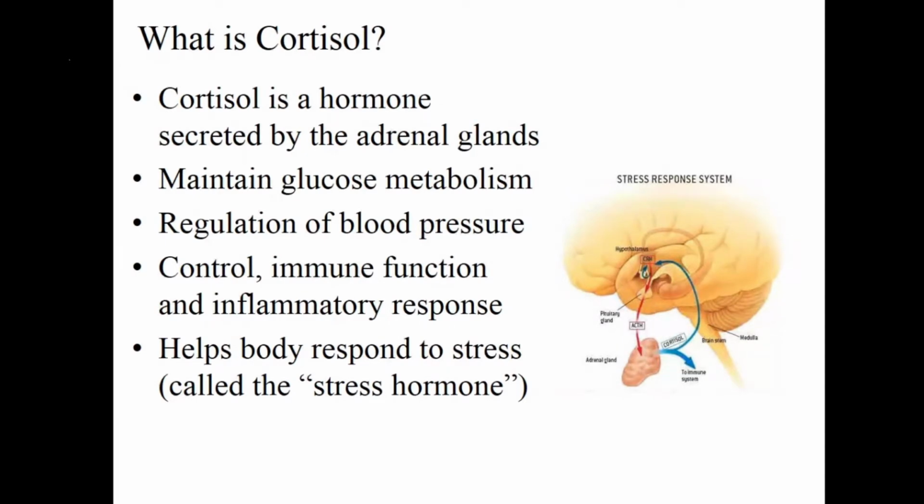At the same time, cortisol maintains the blood pressure through the adrenal axis. It controls the immune functions and inflammatory response. So that is why in a patient with Cushing syndrome, the immune function is blunted. When they have too much steroids, the immune function decreases, and these patients will have recurrent infections. And cortisol also helps the body respond to stress. That is why it's known as a stress hormone.